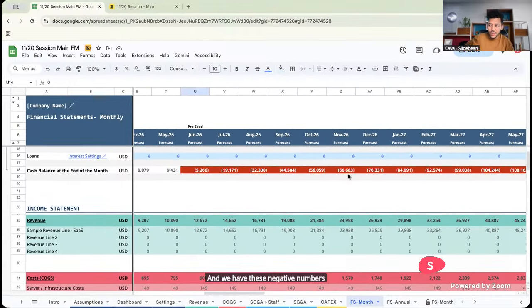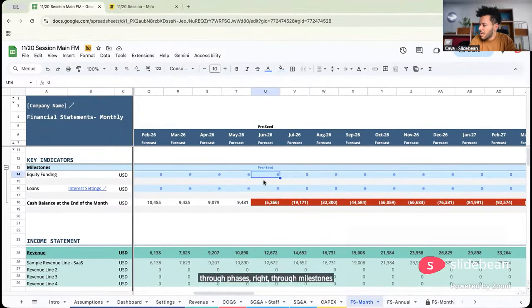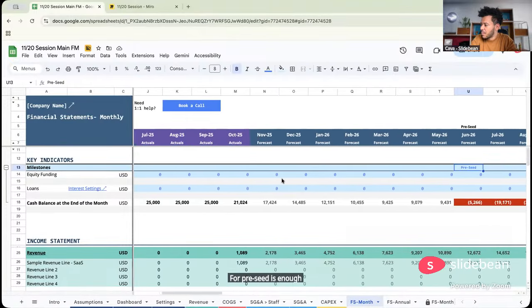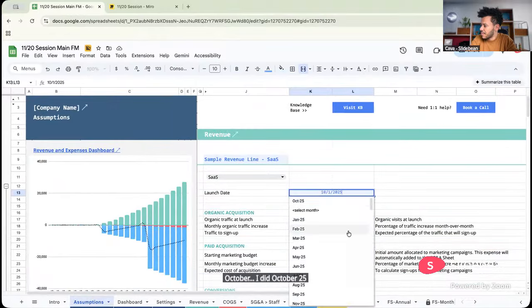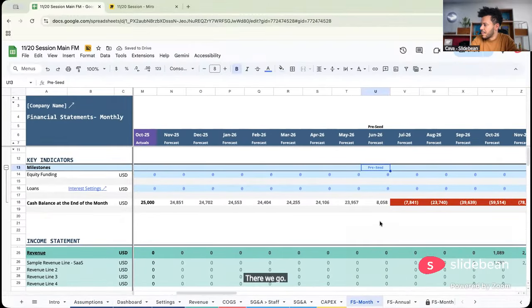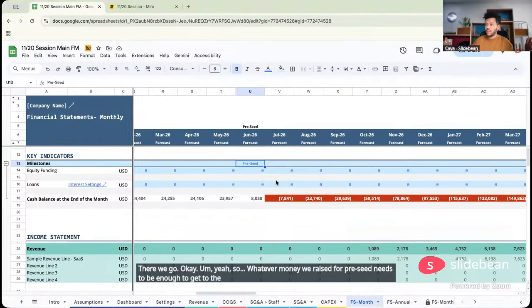Now, what's important here is that you normally raise money in phases, through milestones. So you have to make sure that whatever money you raise for pre-seed is enough to reach the next fundable milestone. Oh, October, I did October 25. It's October 26. My bad. There we go. Okay. Yeah, so whatever money we raise for pre-seed needs to be enough to get to the next fundable milestone for this business.